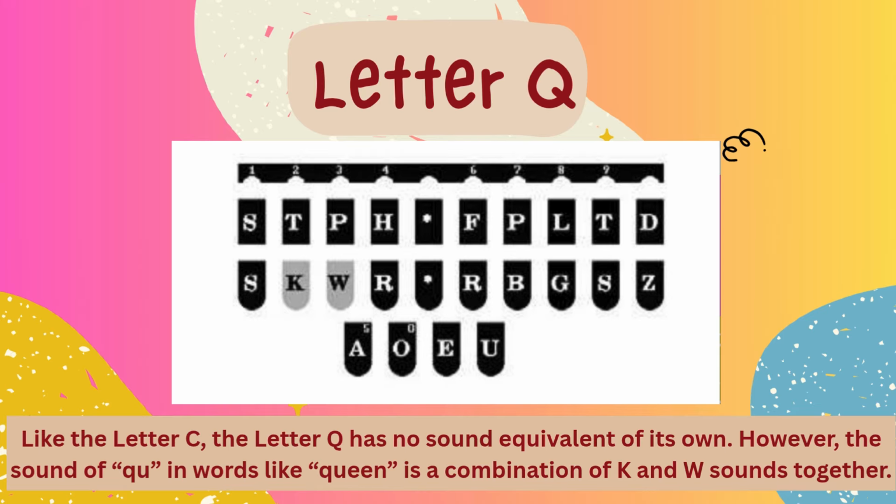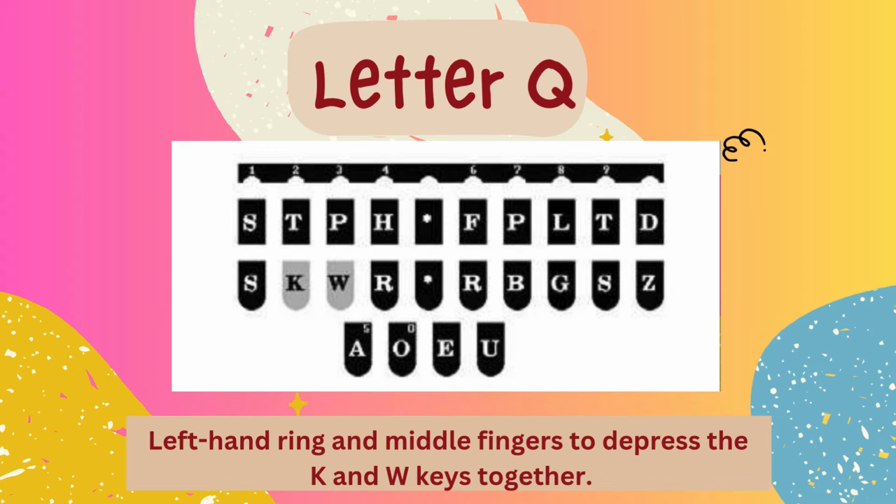Now, the letter Q is like the letter C, which has no sound equivalent of its own. However, the sound of Q, or spelled as QU, in words like queen is a combination of the K and W sounds together. Thus, in order for us to write the initial Q, we use the left hand ring and middle fingers to depress the initial K and W keys together.